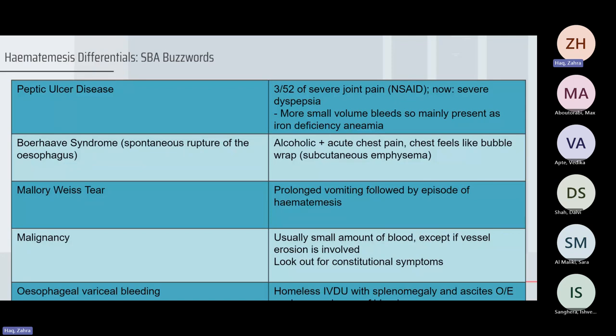Mallory Weiss tears are also tears in the esophagus, and these follow prolonged vomiting bouts, such as in alcoholics as well. The vomit seems to have been streaked with blood. In terms of malignancy, this is normally a pre-terminal event where the cancer has actually eroded into a vessel. We can also look out for constitutional and red flag symptoms such as weight loss and night sweats too. And in terms of esophageal variceal bleeding, we look out for signs of liver cirrhosis, homelessness, IVDUs, ascites, and splenomegaly. Variceal bleeding is also a medical emergency with large volumes of blood as well.